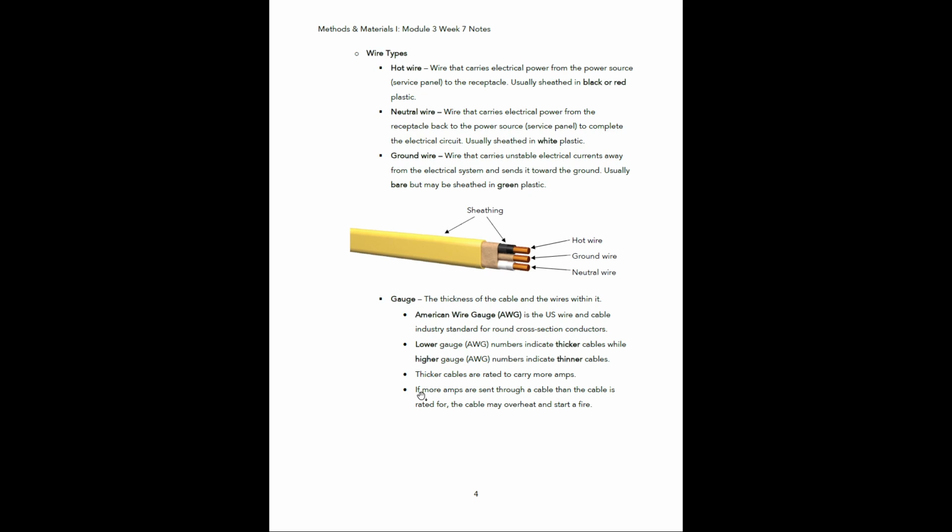If more amps are being sent through a cable than the cable is rated for, the cable may overheat and start a fire. So there's going to be different code requirements associated with cabling and the gauge of cabling that you need for a particular application, because if you are trying to draw too much power through a cable that is not rated to deliver that much power, it's going to cause a failure, and that failure is usually going to result in a fire starting because the cable is going to overheat. So if these cables are bigger, with a larger gauge, they can carry more energy safely through them.